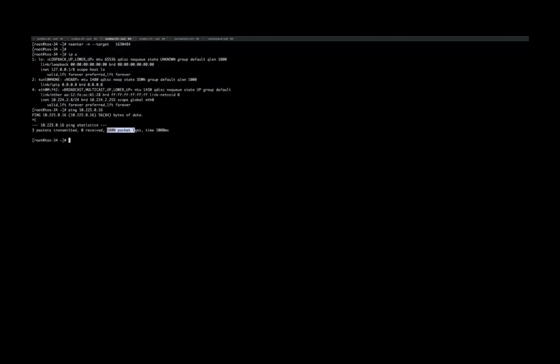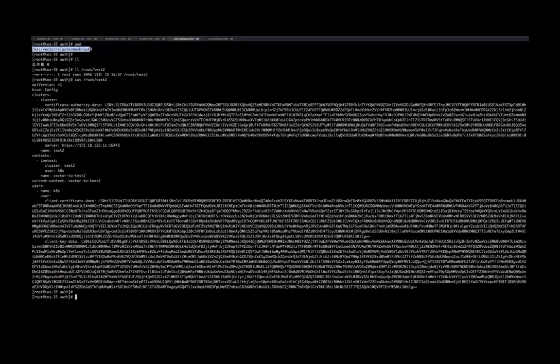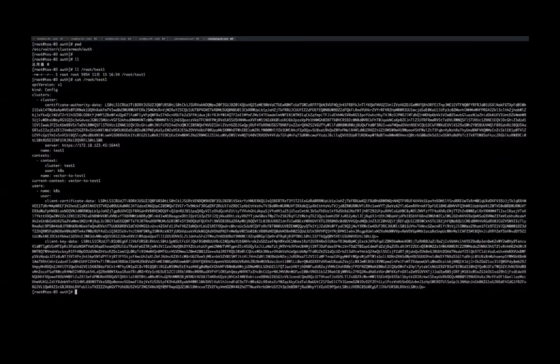You can see all the packets are lost. Next, I will show you how to connect the network between the two clusters. I have prepared a directory in cluster 1. I also have prepared a certification file for cluster 2, which contains certification information and API address. Similarly, we have prepared the same directory in cluster 2 and also prepared the certification file of cluster 1.